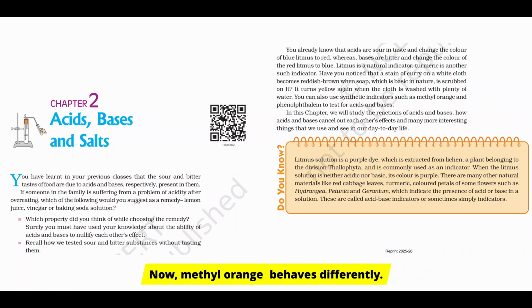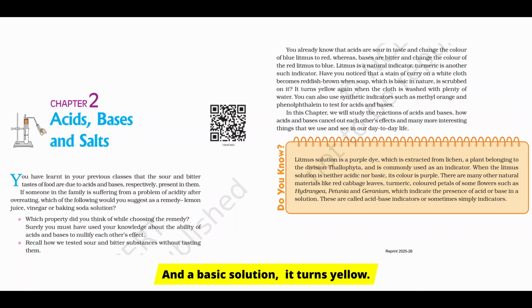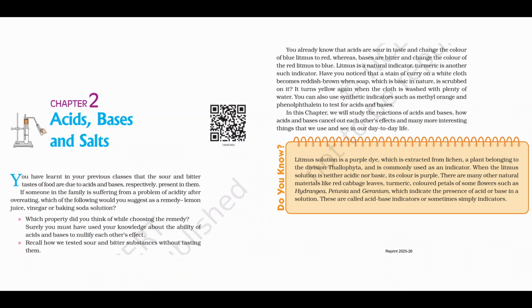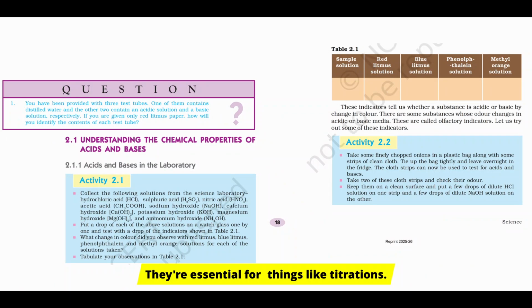Okay. Colorless in acid, pink in base. That's phenolphthalein. Correct. Now, methyl orange behaves differently. It turns a striking red color in an acidic solution. In a basic solution, it turns yellow. So red in acid, yellow in base. These precise color changes, colorless and pink for phenolphthalein, red and yellow for methyl orange, are frequently tested. MCQs, practical viva, you name it. So definitely commit these to memory. They're essential for things like titrations.